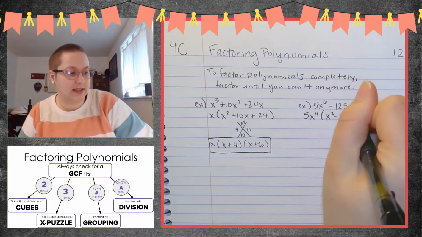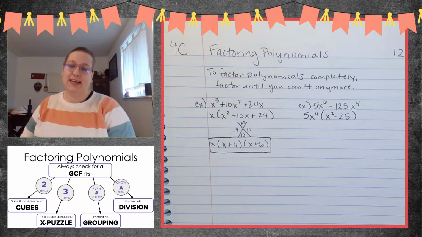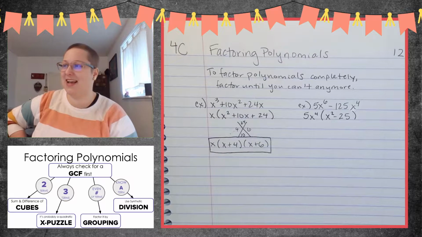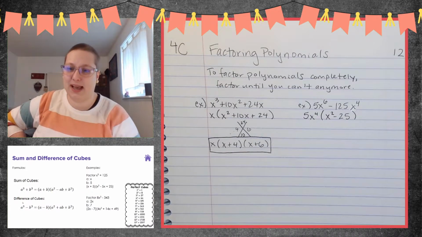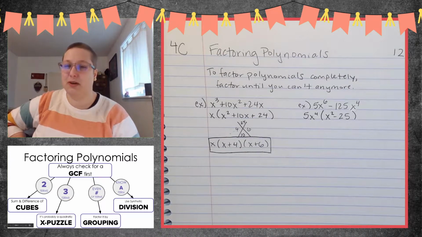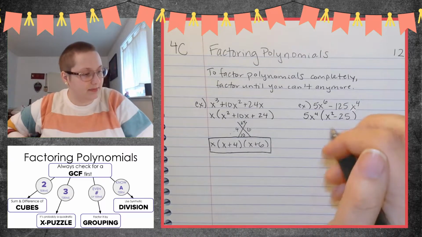And there's no more x to the 4th. Okay, now here's where it gets kind of fun. This has 2 terms. But with sum and difference of cubes, I have to actually have cubes. And I don't have any cubes here. So this is actually probably a quadratic. Let's do an x puzzle.